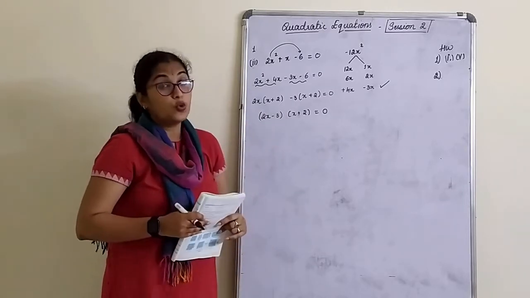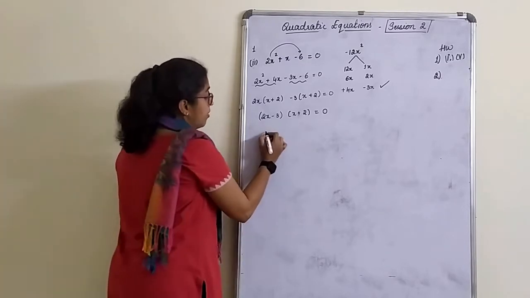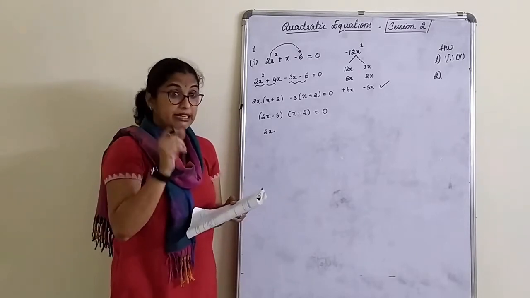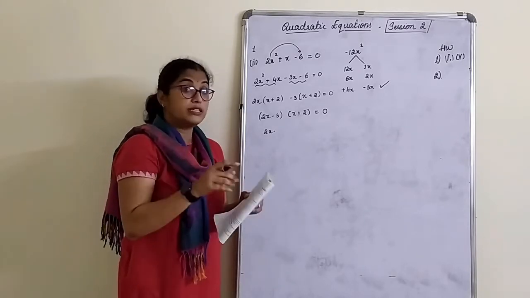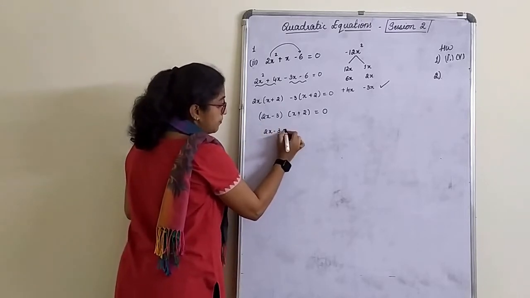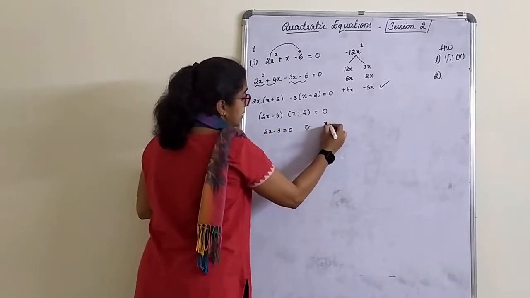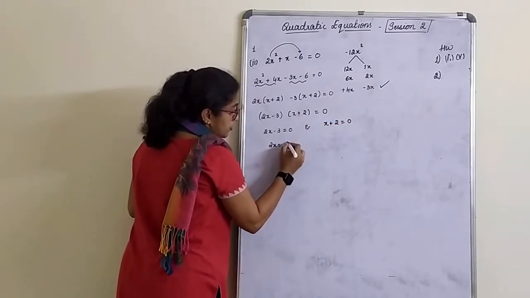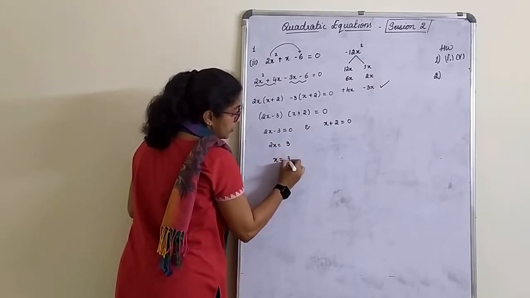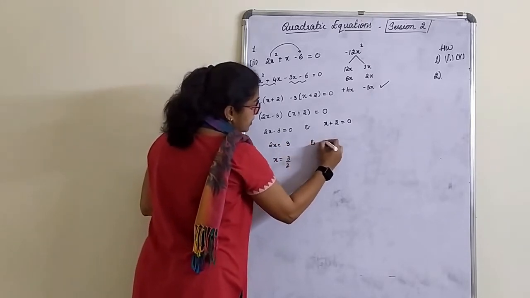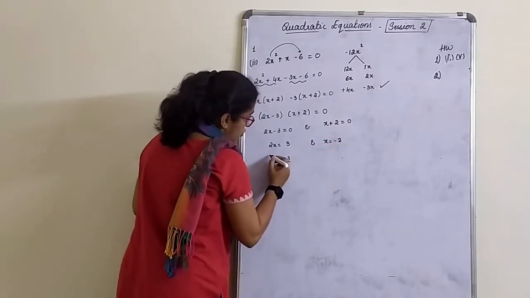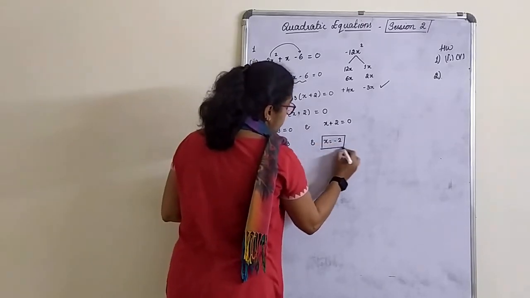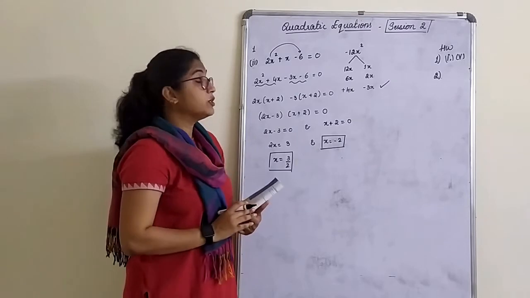Now let's find the roots, that is nothing but zeros. Now the question is not only to factorize. Read the question clearly. They have given find the roots. So 2x minus 3 equal to 0 and x plus 2 equal to 0. 2x is equal to, transposing this side, plus 3, x is equal to 3 by 2, and x is equal to minus 2. So x is equal to 3 by 2 and x is equal to minus 2 are the roots of the given quadratic equation.